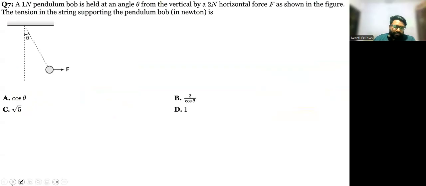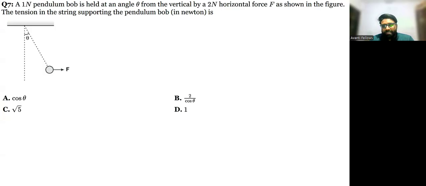Now, next one. A 1 Newton pendulum bob, which means the weight force is given. You don't need to calculate it separately. A 1 Newton pendulum bob is held at an angle theta from the vertical by a 2 Newton horizontal force F as shown in the figure. And the tension in the string supporting the pendulum bob in Newton is?